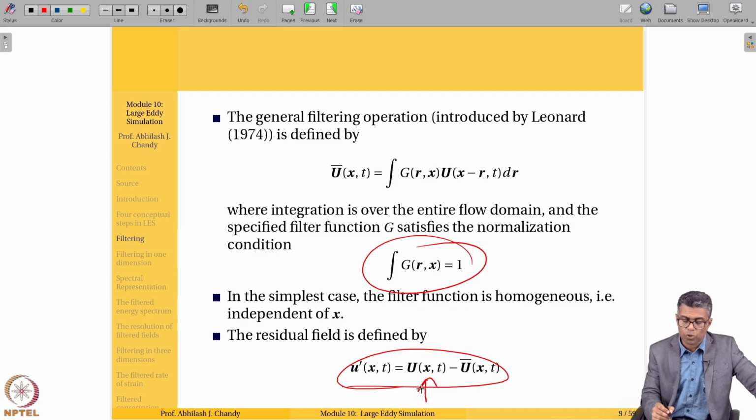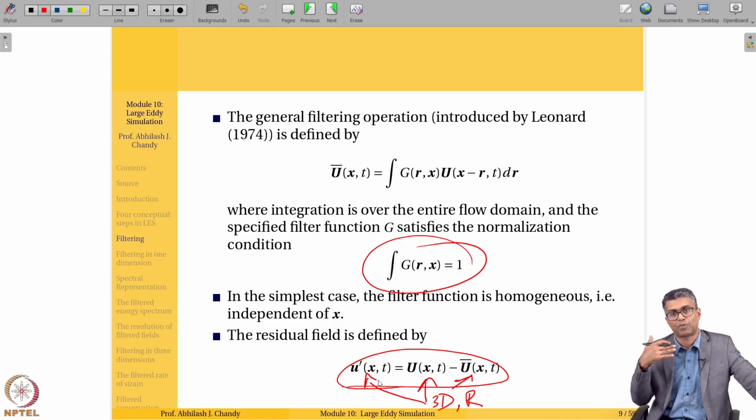So your u of x,t is 3D and random, and when you filter it, the randomness doesn't go away like you had in the Reynolds decomposition. The randomness doesn't go away. So your u of x,t is 3D and random, and so is your u bar, your filtered velocity field, and so is your residual field. I should not use the word fluctuation because that was used for Reynolds decomposition. So the residual field is also 3D and random. All these three variables are 3D and random.